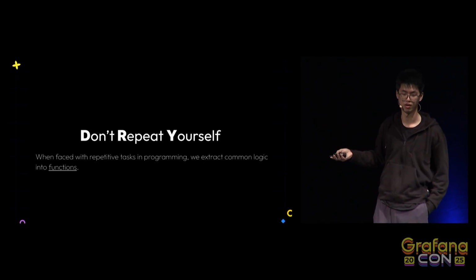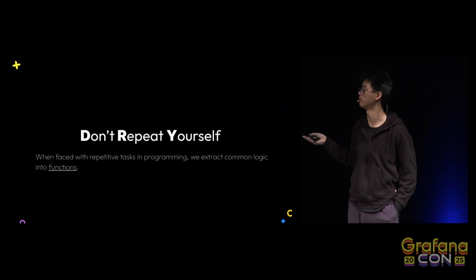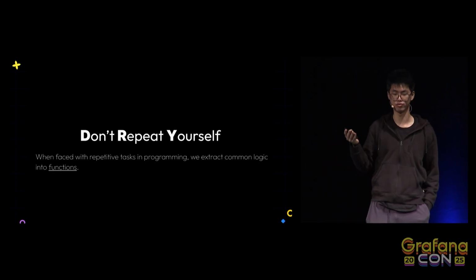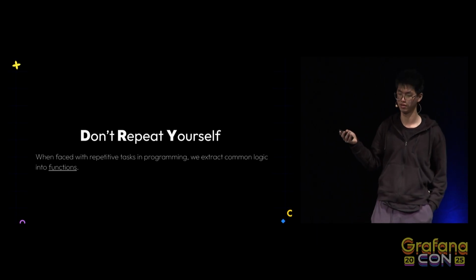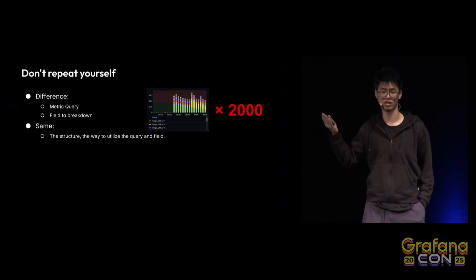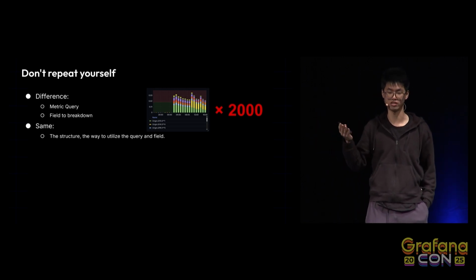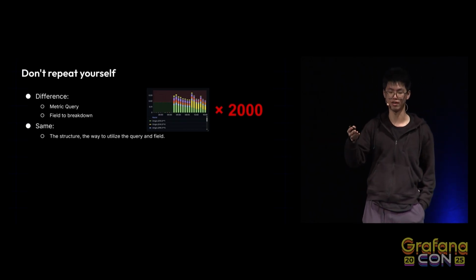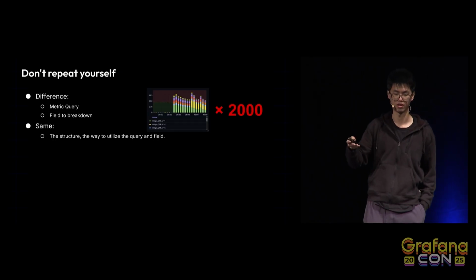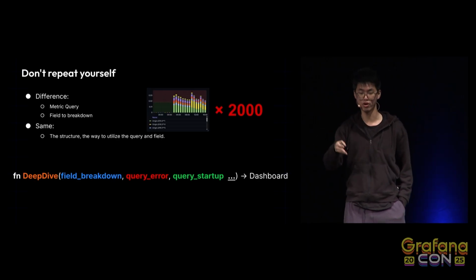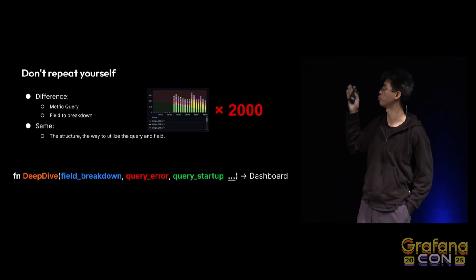So what do we do? I always think about the DRY principle, that is, don't repeat yourself. When you're faced with repetitive tasks, you should really think about turning it into a function. It's the same here. All those panels are basically the same, just with different parameters. They have different queries and different breakdown fields, but they are essentially the same. So what we actually need is a function. Give it the query and the breakdown field, and it gives you the right dashboard to use.